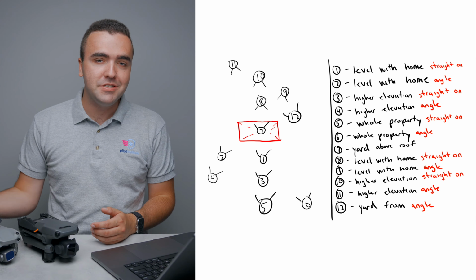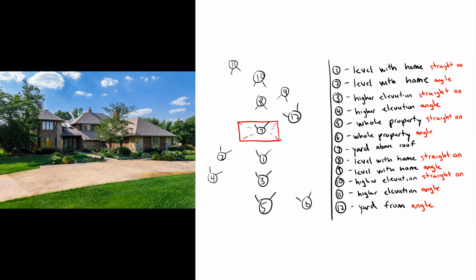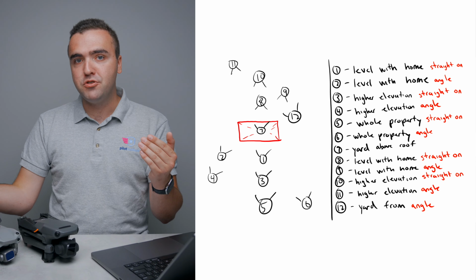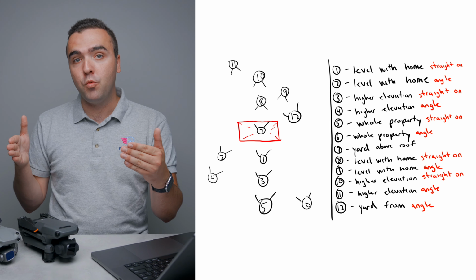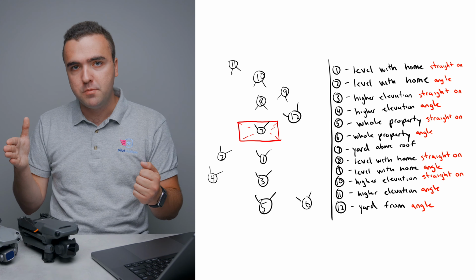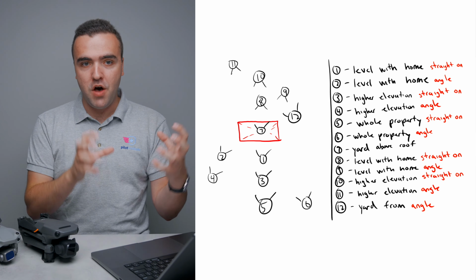So just to run through here quickly, my first shot is always level with the home, straight on. And then my second shot is that same angle, so I'm level with the home, but I just moved to the side. And for that side shot, I like to try and go on the side that is opposite the bump out. Certain homes will have a bump out where there's like a garage or maybe a living room space. So I try to go to the opposite side of that bump out.